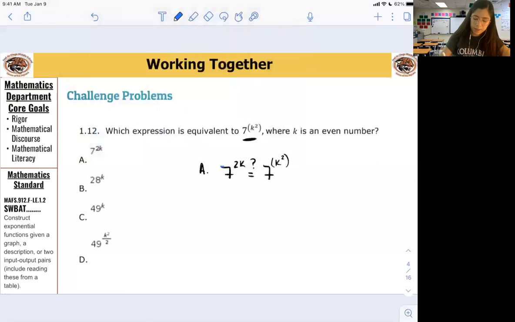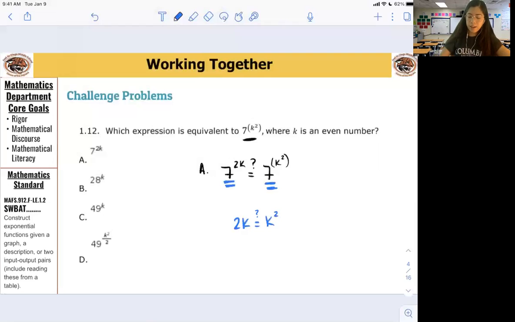Now let me ask you this. Since I have the same base number on both sides, I have 7 on both sides, if these two sides are equal to each other, that would mean that 2k would have to equal k squared. Now, does it? Does 2k equal k squared? No. It's not the same thing. Remember that.